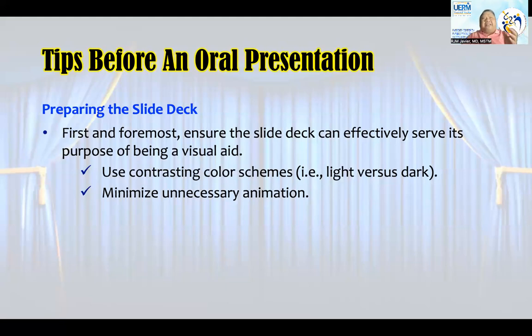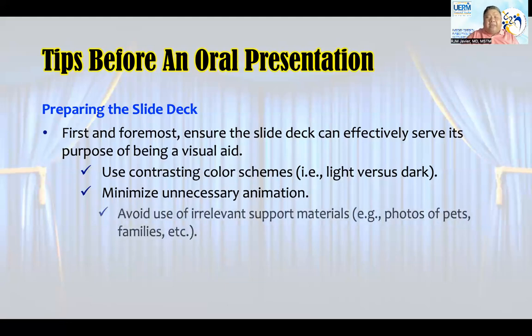But animation, let's say, with the presentation of the words or the sentences that you want to project in your oral presentation could be effective. But when I say minimize unnecessary animations, I mean those that are really non-essential to your scientific thoughts, or for example, images of your pets or of your loved ones being flashed on the screen. These are your unnecessary animations.